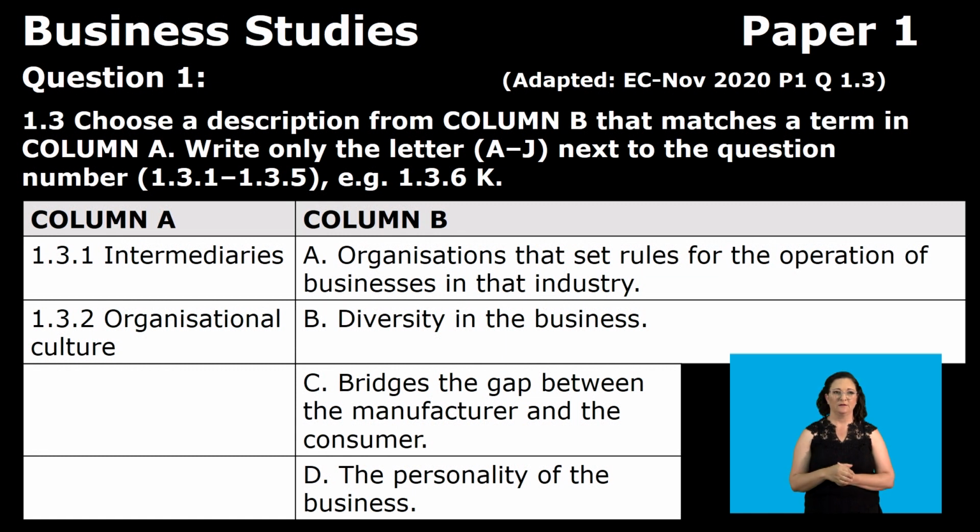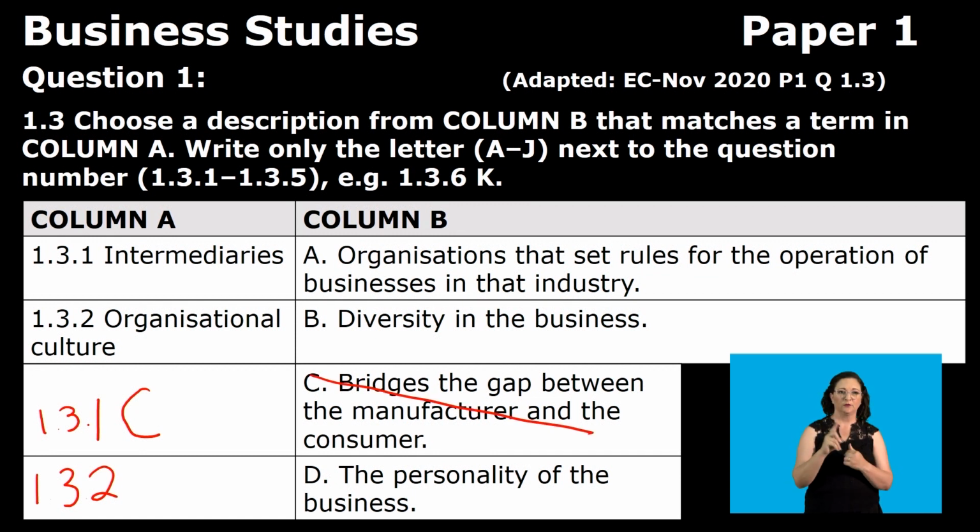So which one do you think is the correct answer? So what you're going to do in your book, you'll write 1.3.1 and then you come up with the correct answer. So what is the correct answer here? Right, yes, the correct answer is C. So that's what you do. And then you're moving on to the next one, 1.3.2, organizational culture. So this one, let's scratch it because we've given the answer.